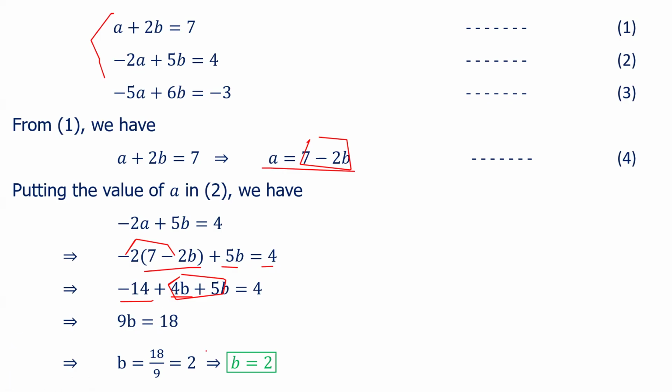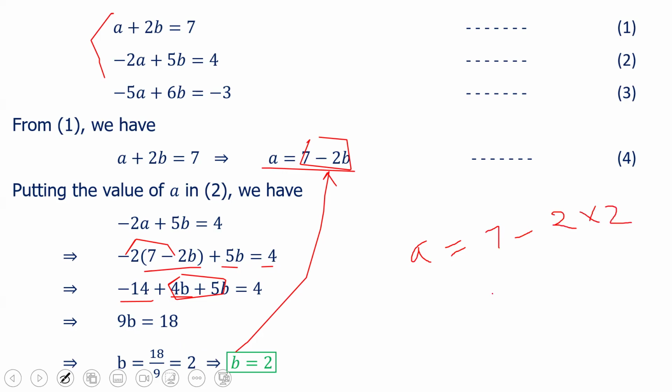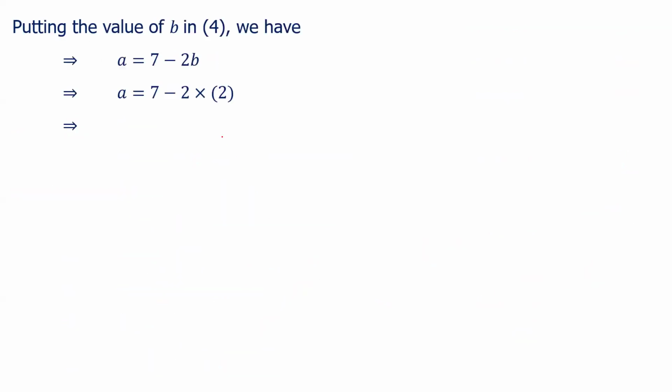Now we substitute the value of b in equation number 4. Then a is equal to 7 minus 2 into 2, which is equal to 7 minus 4, which is equal to 3. So the value of a is equal to 3.